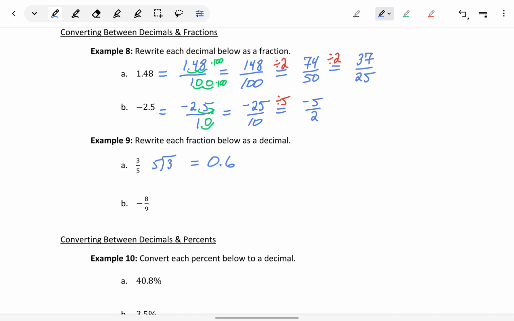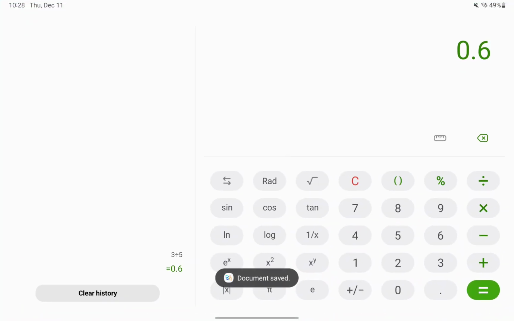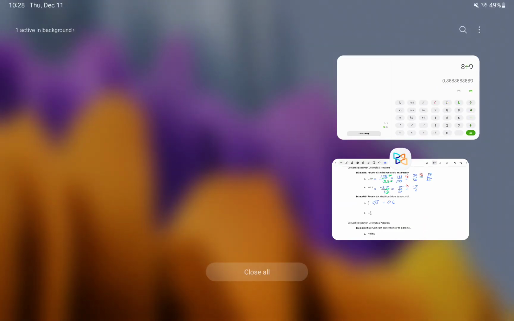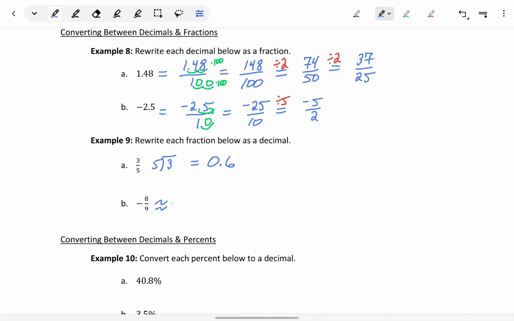And then in part B, we have a negative sign. My recommendation would be to avoid that negative sign and just look at taking 8 divided by 9, which comes out to be 0.88888888 repeating. My calculator eventually rounds that to 9, but that just keeps going. So we could round this to, say, 3 decimal places. And because we had a negative sign in the original fraction, that carries over to our final answer, giving us approximately negative 0.889.